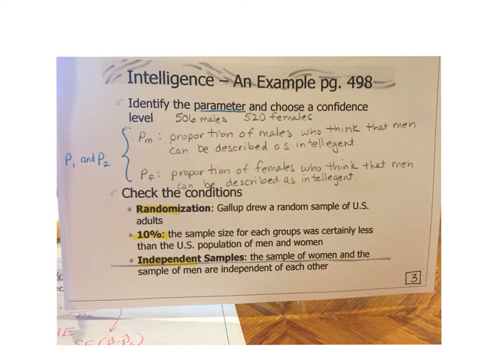This is just an example from the book on page 498. You don't really need to have the book open, but you can just kind of see how everything runs through. We're going to have two different issues here now, a PM and a PF. P1, P2, males and females, two groups, two samples that kind of contradict each other. Still same type of conditions, random, 10%, and independent.